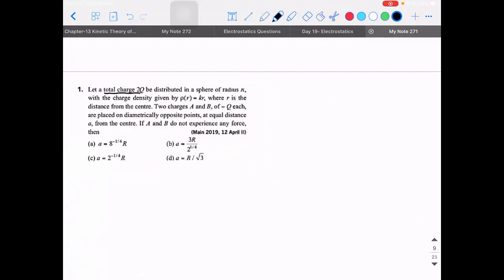Let the total charge 2q be distributed in a sphere of radius capital R, with a charge density given by rho of r is equal to K into r, where r is the distance from the center. So what kind of an object is it? It is distributed in a sphere. Okay, that is the object. Two charges A and B of minus q each are placed diametrically opposite, at equal distances a from the center. If A and B do not experience any force, then they are asking what is the relation between the distance in terms of the radius.